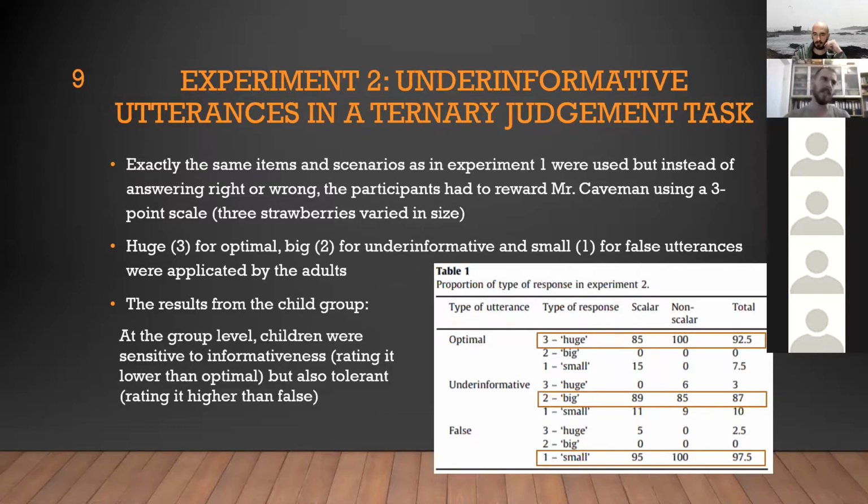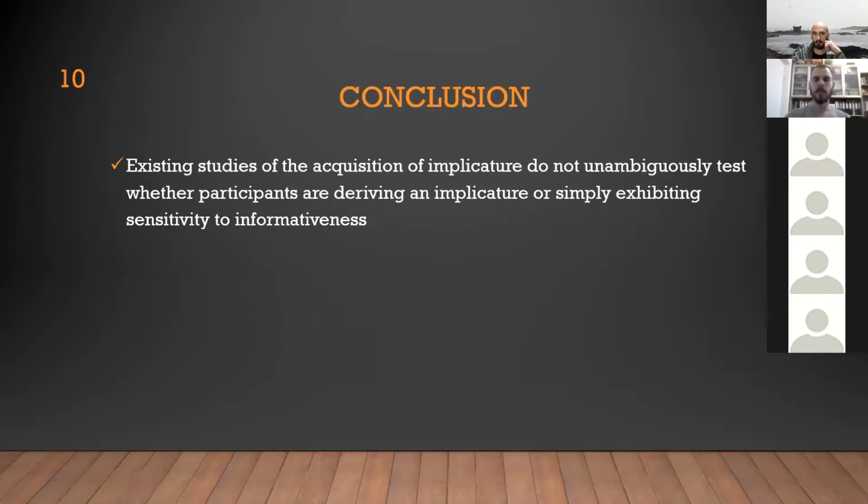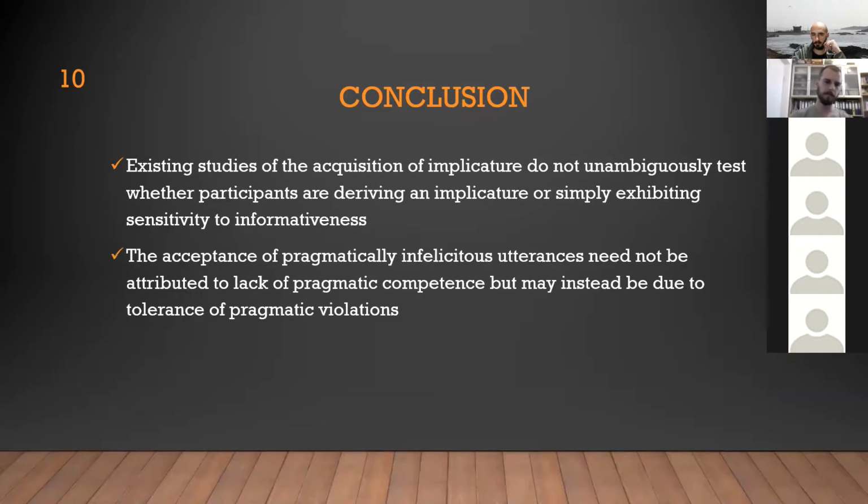So they know that there is something going on, which in binary judgment tasks they can't show. Actually, they have to say yes or no. So the conclusion of that paper is that existing studies of acquisition of implicature do not unambiguously test whether participants are deriving an implicature or simply exhibiting sensitivity to informativeness. The other conclusion is that the acceptance of pragmatically infelicitous utterances need not be attributed to lack of pragmatic competence, but may instead be due to tolerance of pragmatic violations.